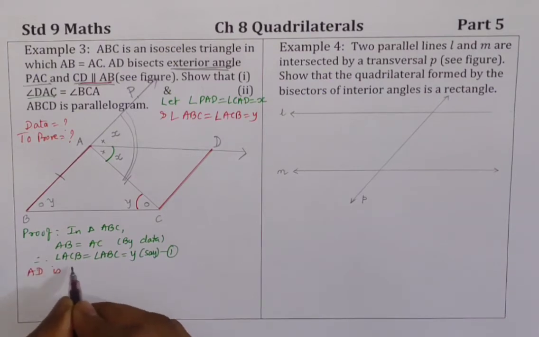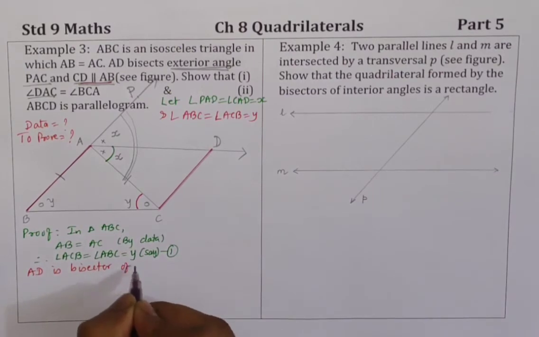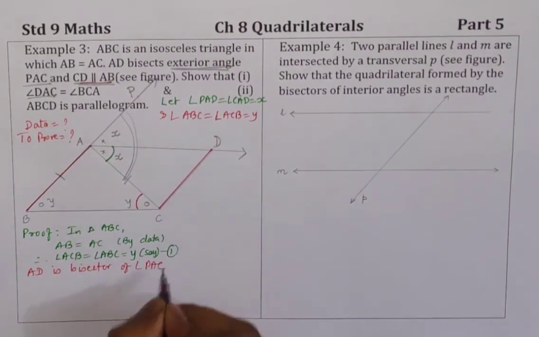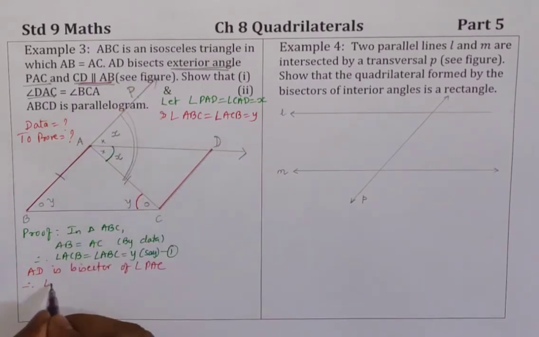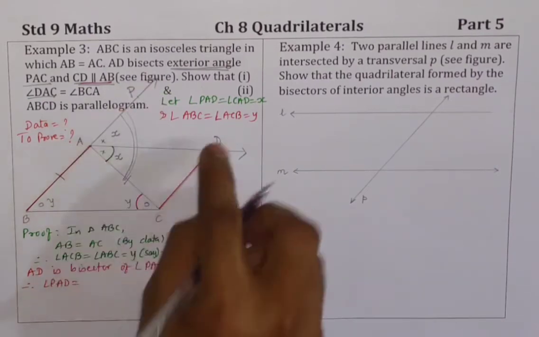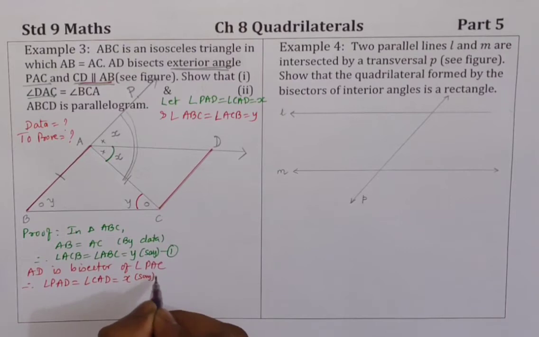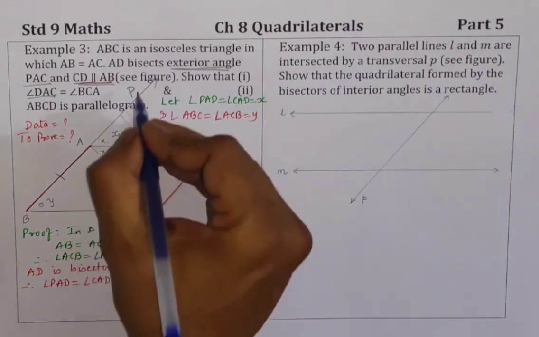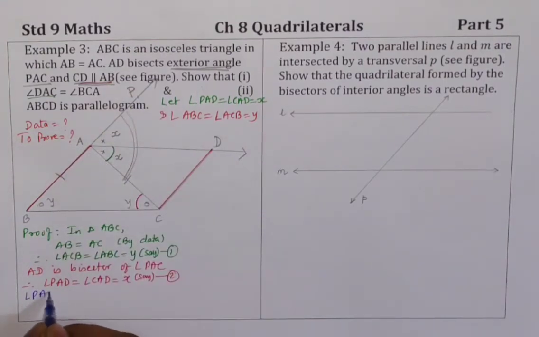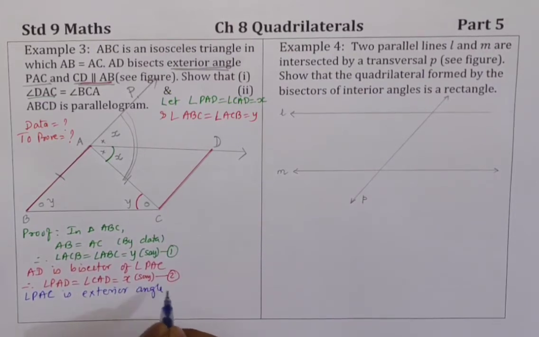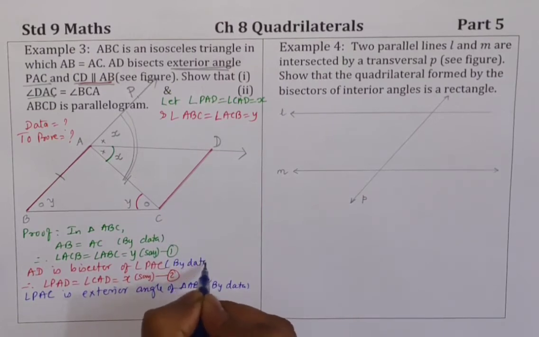AD is bisector of angle PAC, therefore angle PAD is equal to angle CAD is equal to x, say, and this is the result 2. Correct, children? Okay. Now you know angle PAC is exterior angle of triangle ABC, that is also by data. ये आपको by data है, ये भी by data आपको मिला है, correct?